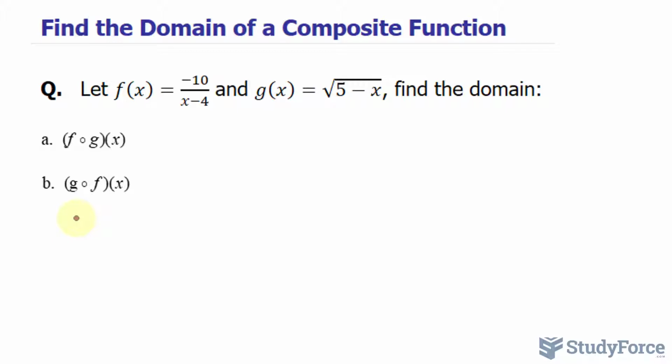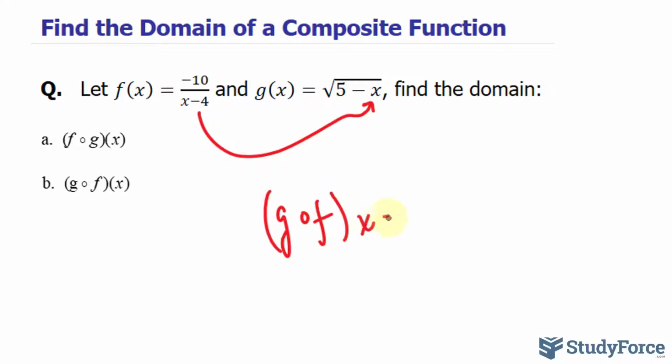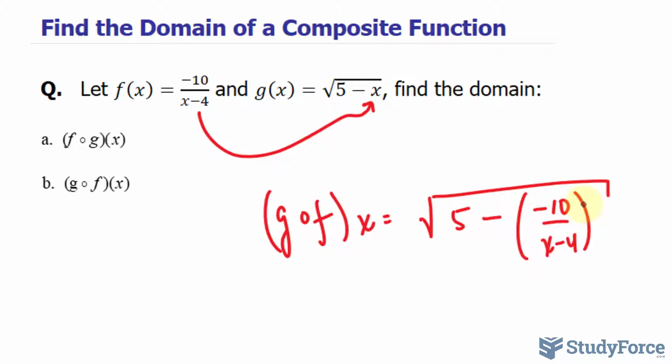We'll use the same strategy as before where I will take f and substitute it everywhere I see an x in my G function. So my brand new function will be G composed of f of x is equal to the square root of 5 minus, and since this is multi-termed, I'll place it in its own parentheses, negative 10 over x minus 4, all square rooted.